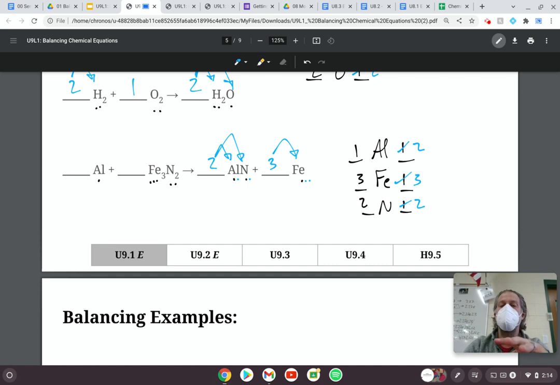So now I need to go back and check. My aluminums are no longer balanced, so I'm going to go back and add a coefficient to fix that, like so. So now I've got 2 aluminums on both sides, 3 irons on both sides, and 2 nitrogens on both sides. And everybody's happy. Yay.